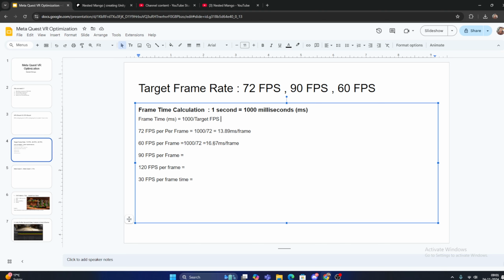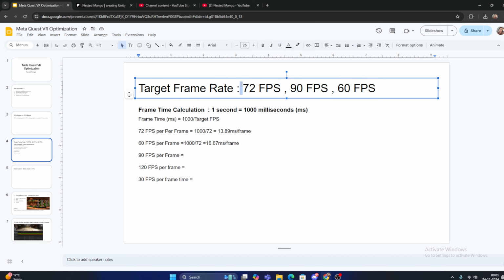Whenever you see the Unity Profiler, it shows things on the basis of one frame, and how much time it takes to complete that one frame. So you have to understand the basic calculation. Just tell me, what is 72 fps? 72 fps means that in 1 second your device is updated 72 times, your application is updated 72 times. Same with 90 fps, and 60 fps means 60 times in 1 second.